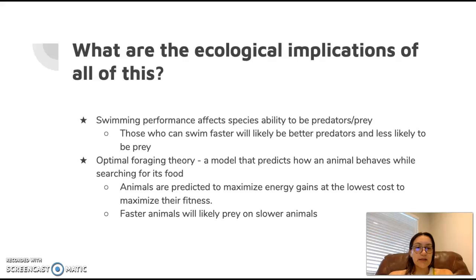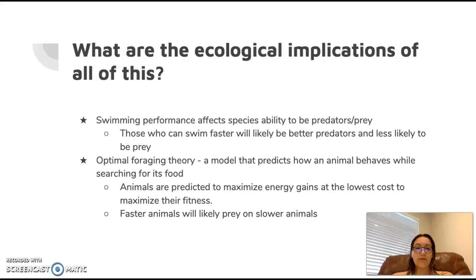So what does all of this mean in terms of ecology? How does the physics of animals affect how they interact with each other? Well, swimming performance affects the species' ability to be efficient predators or prey. The optimal foraging theory says that animals will maximize their energy gains at the lowest cost to maximize their fitness. So animals want to exert the least physical energy to capture a specific prey. Animals who are more fit will likely be top predators. So animals like sharks are top predators because they're so fit, well, also because of their teeth, but they're fast and are really good at capturing prey. While maybe a seahorse that's really slow might be a bottom level prey.